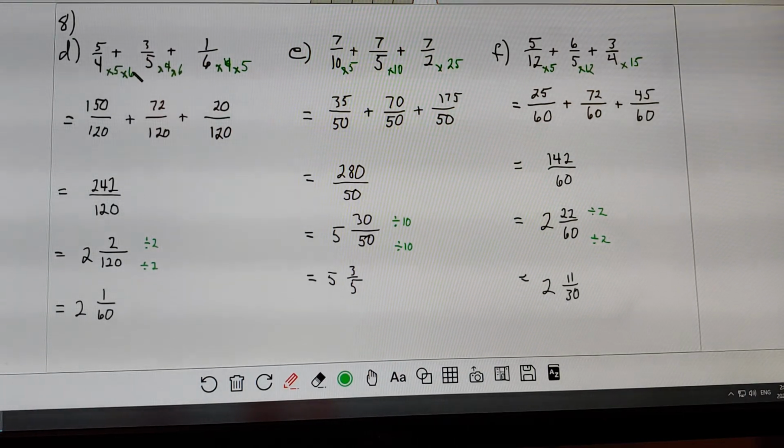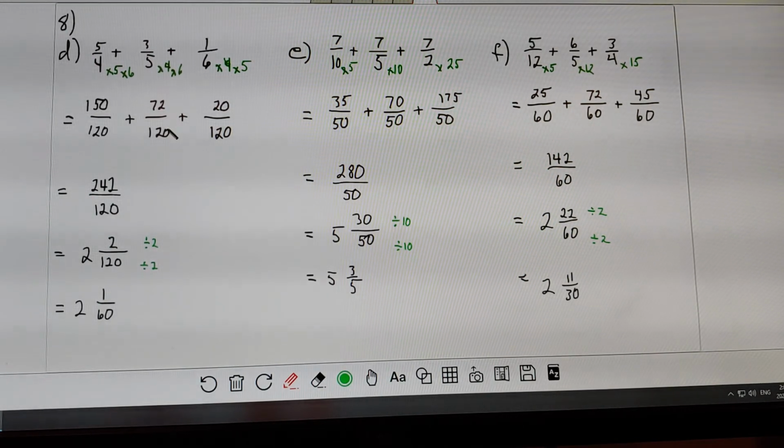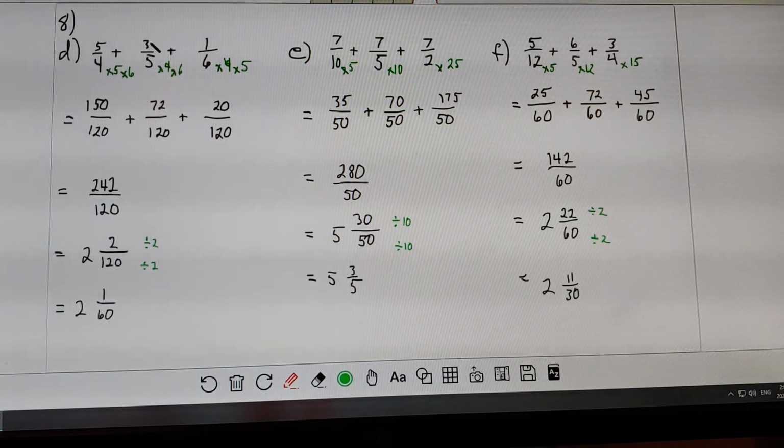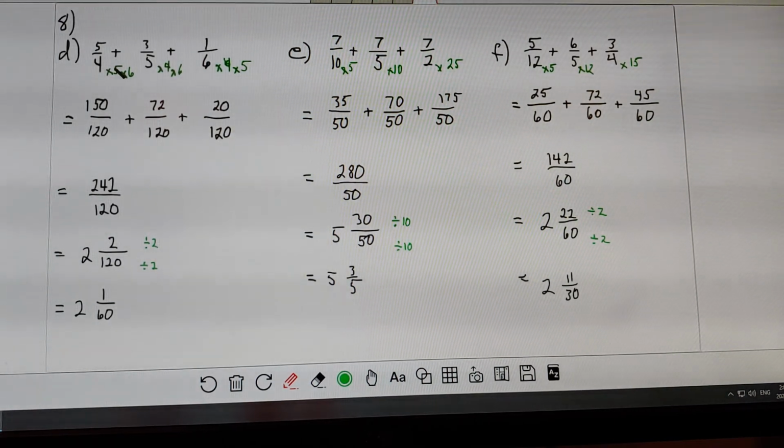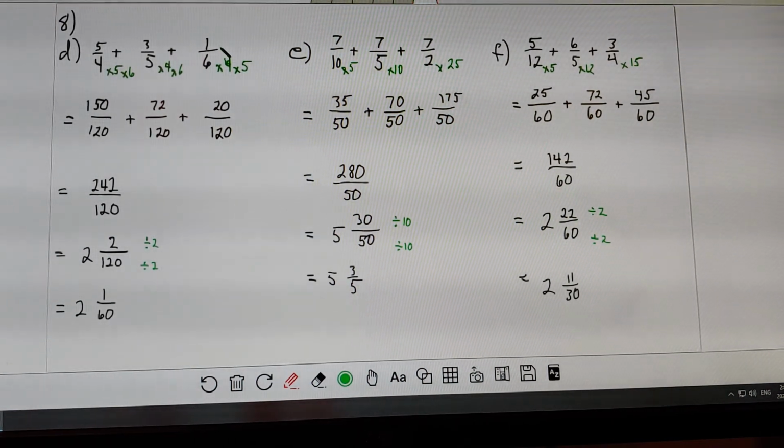So 5 times 6 gives me 150. This fraction, what did I do to 5 to get it to be 120? Well, I multiplied by the 4 and the 6. And then I did the same to the numerator. 3 times 4 times 6, 72. What did I do to 6 to get 120? I multiplied by the other 2 denominators. So it got multiplied by 4 and by 5, and then same as the numerator.